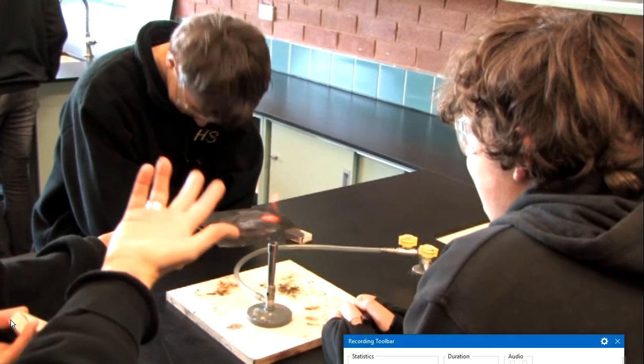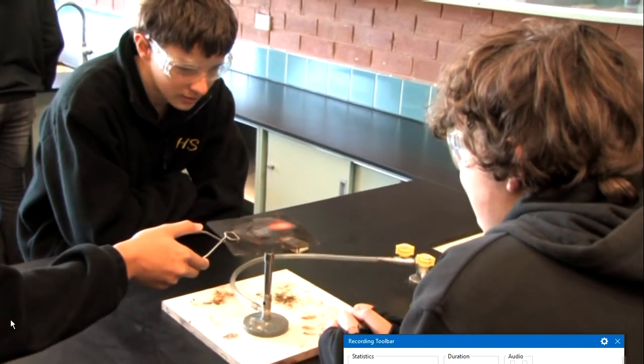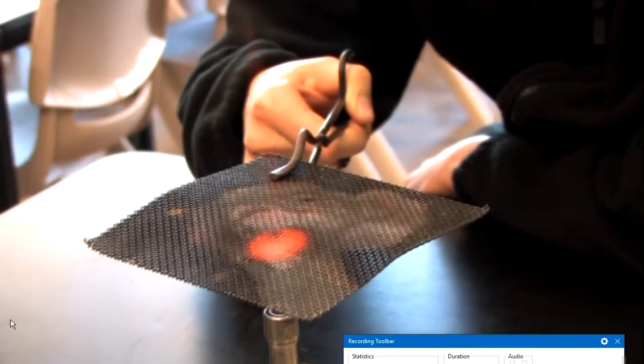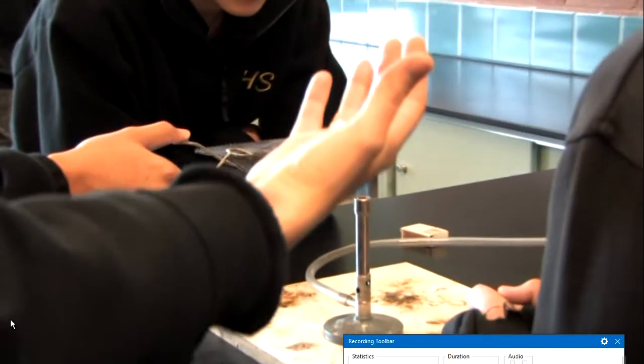I think them doing it really helped. Me standing out the front waving bits of paper around, I think for a lot of them it didn't make any sense at all. But once they could do it themselves, that hands-on experience again really helped them solidify their understanding.